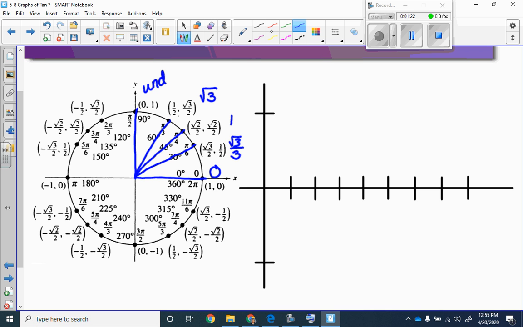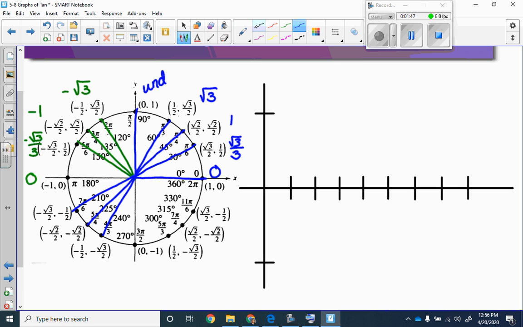Now notice as we flip into the second quadrant, your slopes are all negative. So we've got negative square root of 3, we have negative 1, we have negative square root of 3 over 3. And then we're back at 0. And then once we get down into quadrant 3, those slopes end up turning out to be positive again.